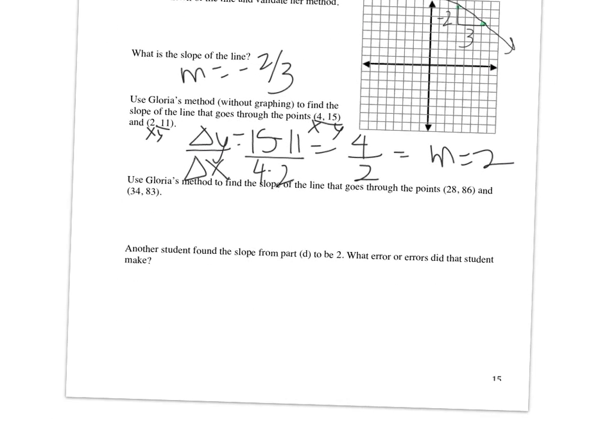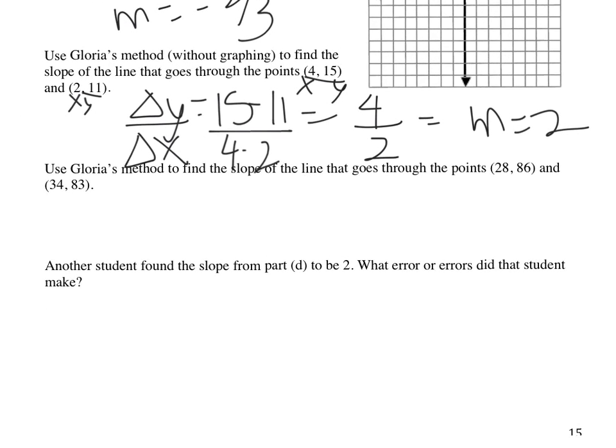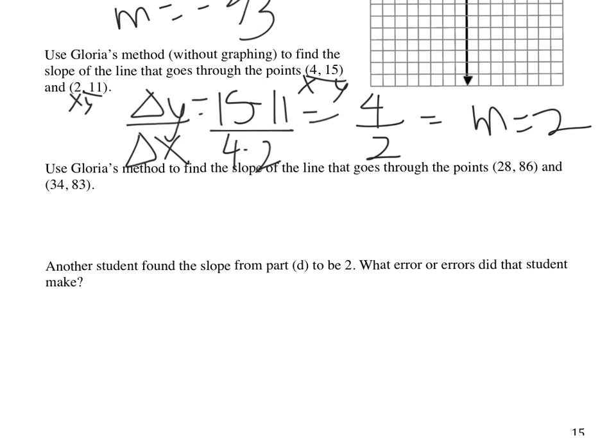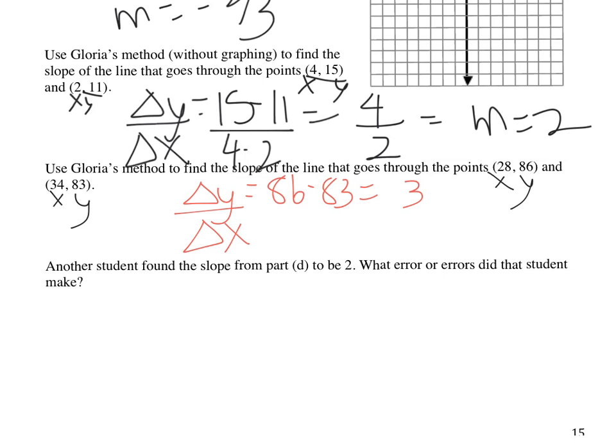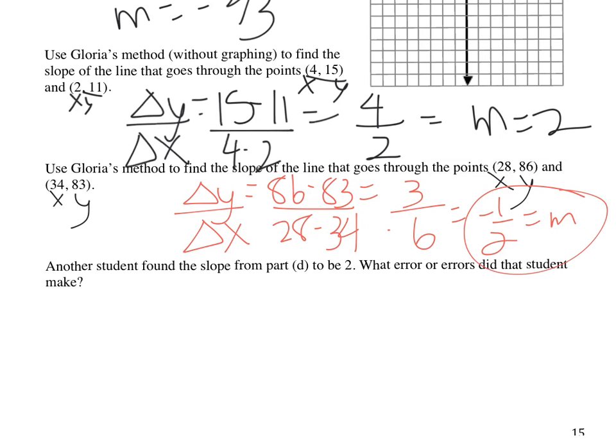Using Gloria's method again, we're going to find the slope that goes through 28, 86 and 34, 83. So I'm going to label my x's and my y's. My change in y, do 86 minus 83, which is 3. Change in x, 28 minus 34, which will give us -6, which we can reduce to -1/2 as our slope. So we're finding the change in y over the change in x.